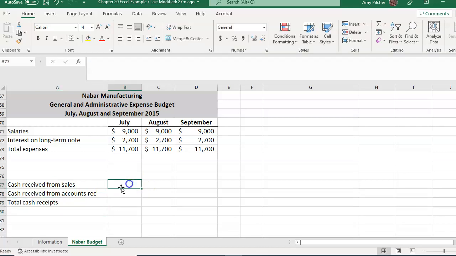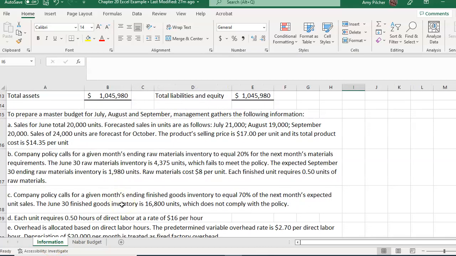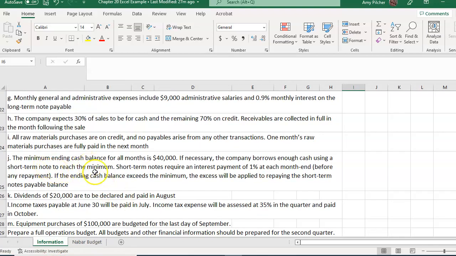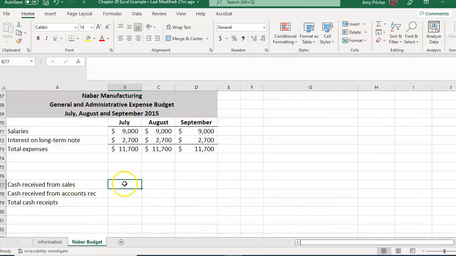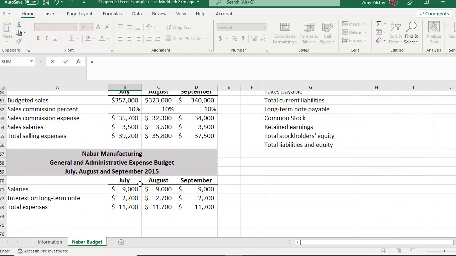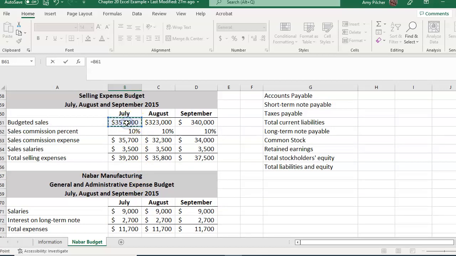Okay, so for my cash received from sales, I go to my information and get my cash received. I see that I get 30% of sales in cash and 70% on credit. And then receivables are collected in full the month following the sale. So cash received from sales is my total sales. And here's a trick. Instead of going to my sales budget, I'm actually going to take that from my selling expenses budget times 30%.